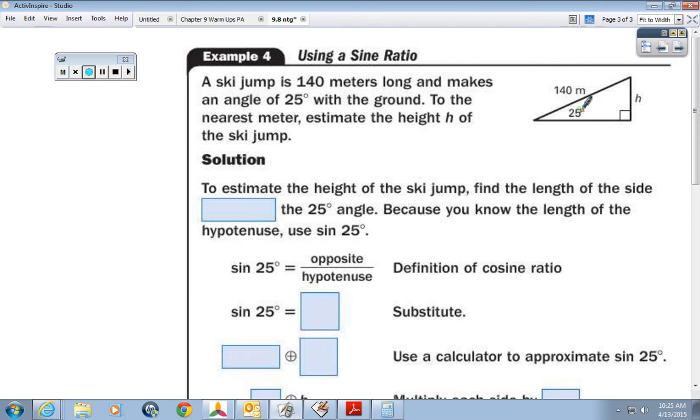Okay, so for us, it says to estimate, oh, this is a ski jump. It says a ski jump, you guys know what a ski jump is? You've been skiing before? The last time I went skiing, I broke my arm.